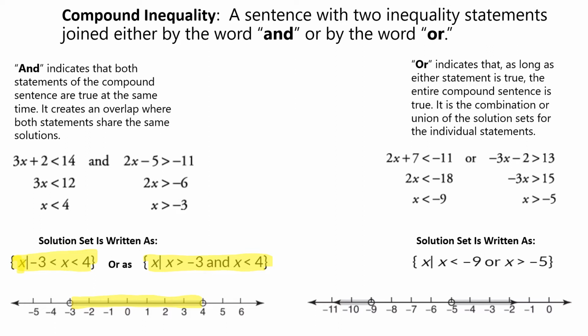Now what if we have something with or? This indicates that as long as either statement is true, the entire compound sentence is true. It's the combination of the solution sets for the individual statements. So after these both were solved, you have one that says x is less than -9 and then x is greater than -5. What happens with the or statements is one will be running to the left and the other one will be running to the right. If you did it correctly, they'll always come out like that.